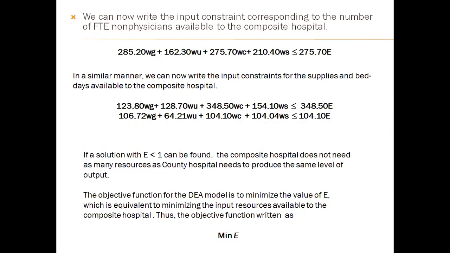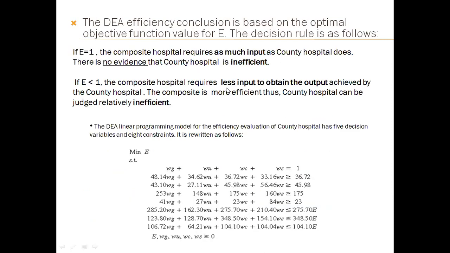So right now we can write the input constraint corresponding to the number of FTE non-physicians available to the composite hospital. 285.20 WG plus 162.30 WU plus 275.70 WC plus 210.40 WS is less than or equal to 275.70E. By the way, guys, if you are asking me where I got this number, I need you to let me try to emphasize here. One moment.